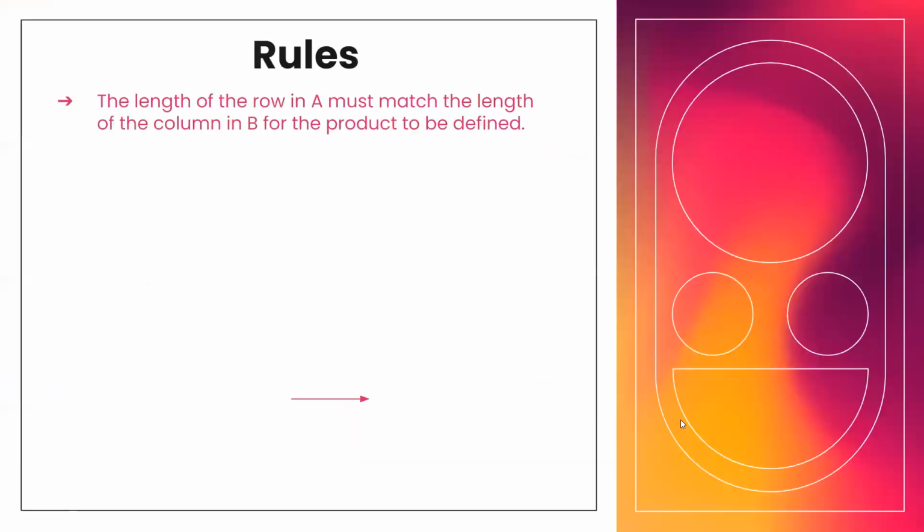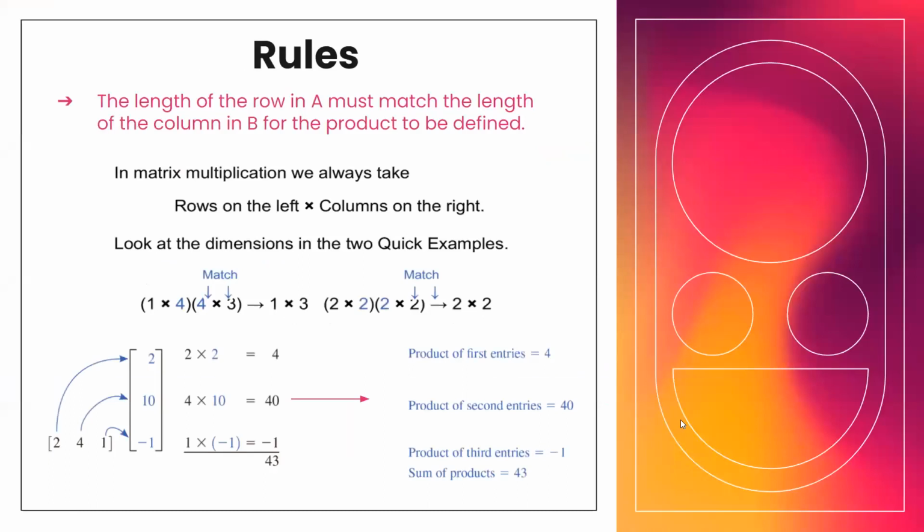Moving on to matrix multiplication. The length of the row in A must match the length of the column in B. What does that mean? It means that the rows on the left should be equal to the columns on the right. So here, as we can see, the rows on the left match the columns on the right. So simply, or in other words, the number of columns in the left-hand matrix equals the number of rows in the right-hand matrix, amounts to saying that the middle two numbers must match as above.